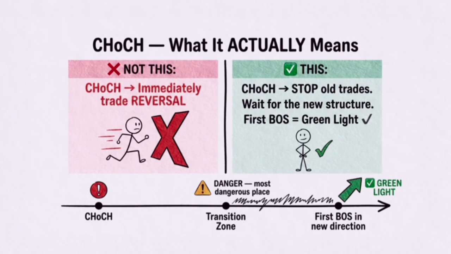Here's what actually happens after CHoCH. The market almost never jumps straight into a new trend. There's usually a ranging or consolidation period. This is where smart money builds their position for the new direction. The new trend is confirmed only when you see the first BOS in the new direction. So remember, CHoCH equals stop old trades first. BOS after CHoCH equals green light for the new direction.